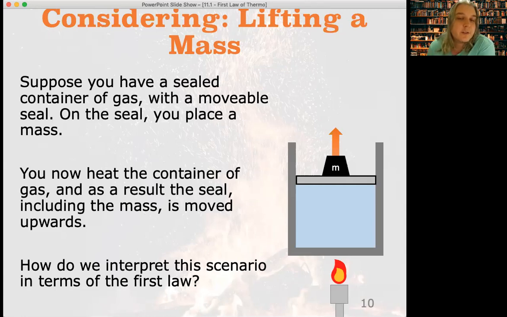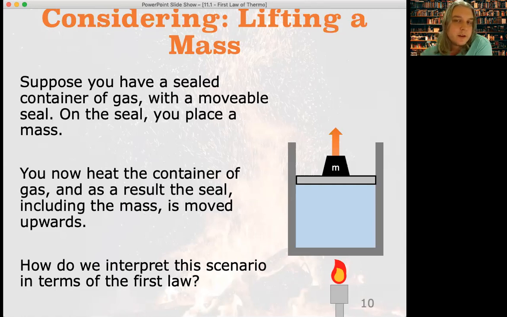So how do we interpret this in terms of the first law? I say we are doing work on it. Work is being done on the mass. So how do we interpret that? Well, in this case, we definitely do have heat being applied. We've got a burner, a flame, some kind of heat source that is applying heat to the gas. So we have Q being positive because the system is receiving heat energy.